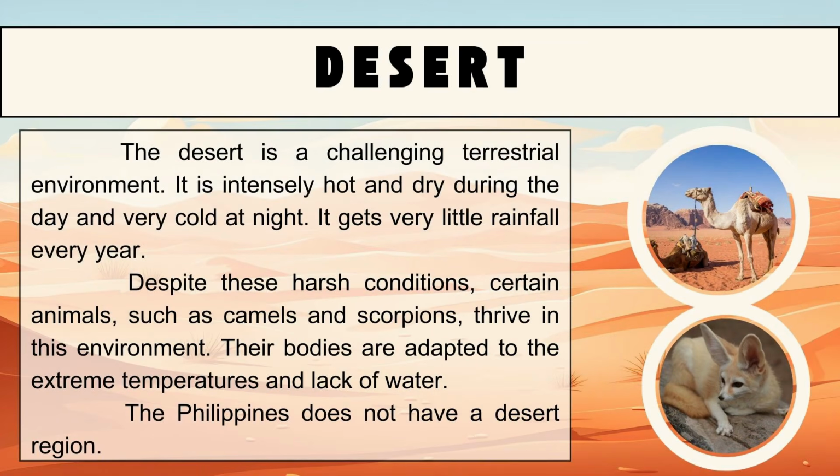Third is the desert. The desert is a challenging terrestrial environment. It is intensely hot and dry during the day and very cold at night. It gets very little rainfall every year. Despite these harsh conditions, certain animals, such as camels and scorpions, thrive in this environment. Their bodies are adapted to the extreme temperatures and lack of water. The Philippines does not have a desert region.